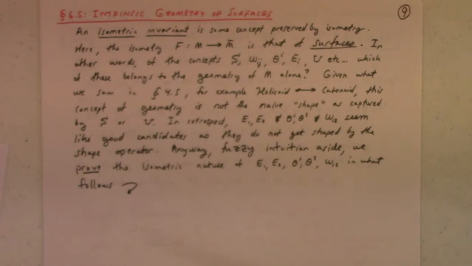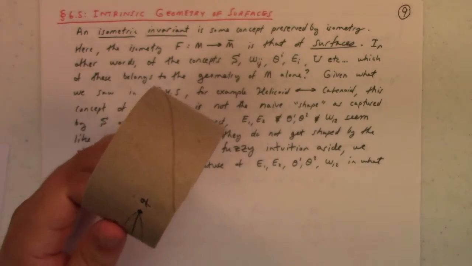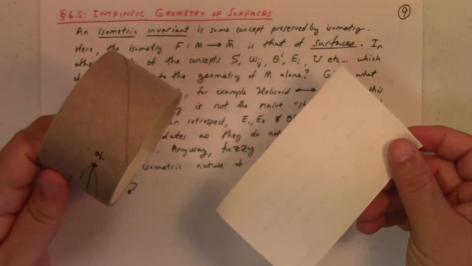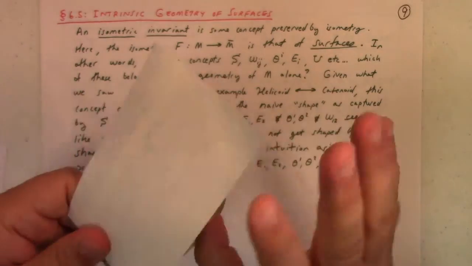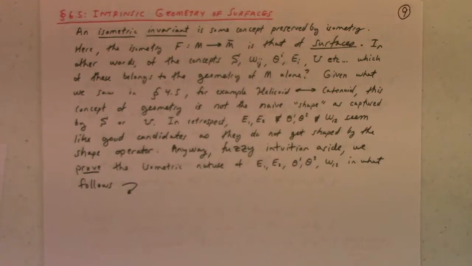Now, given what we've already seen, the helicoid being the same as the catenoid in terms of isometry, it's certainly the case that this notion of isometric surfaces is not just the naive shape of things. I can't just say, well, this doesn't look much like that, so they're not isometric. That's not going to work. This notion of isometry has a lot of flexibility in it, but it's not as flexible as the notion of diffeomorphism. So there's still some rules. You have to preserve intrinsic distance, and some other things which we haven't found yet. So let's get to it.